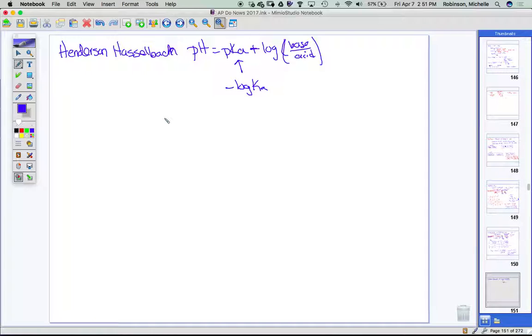Let's go back and do, well, no, not that one. Let's do, look at sample problem 4 right under that Henderson-Hasselbalch. We'll come back to the other one in a minute.